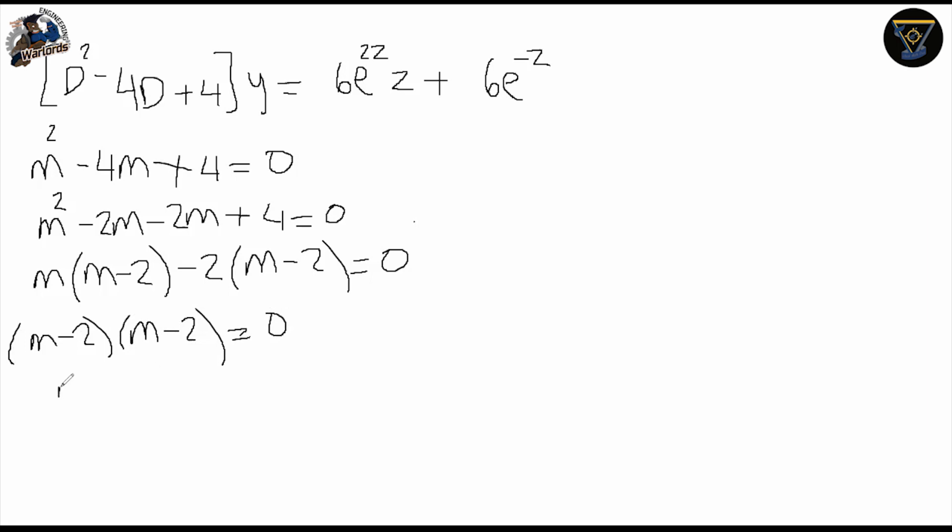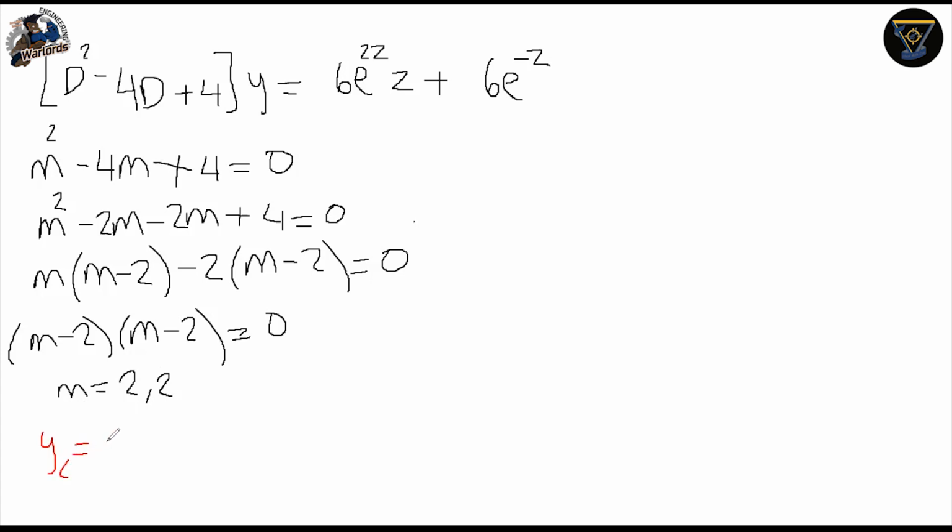So our answer here is that m is equal to what? m is equal to 2, right? Let me just write 2 and 2, which is the same thing. So realize that m is equal to 2 and 2. So there's a formula for the complementary function when there are repeating terms. I'm going to write the formula. I hope you guys know it. So remember that this is a complementary function.